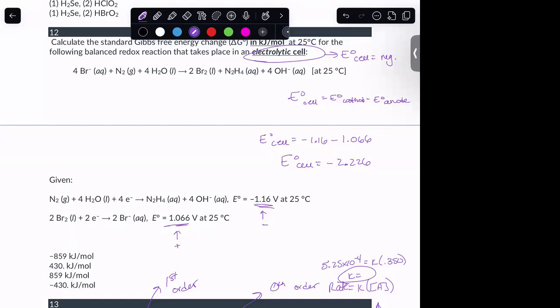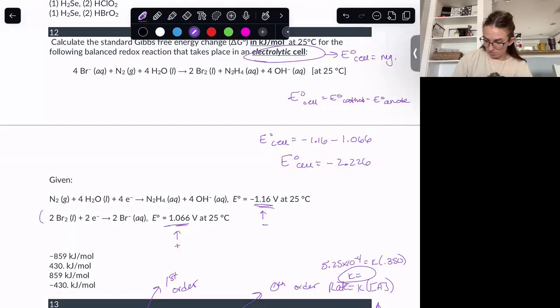Yep, right. So eventually we'll need to balance our equation for electrons to see how many are being transferred. So this would still be 4Br2, 4e minus goes to 4Br minus, but E naught of this cell is still 1.066.